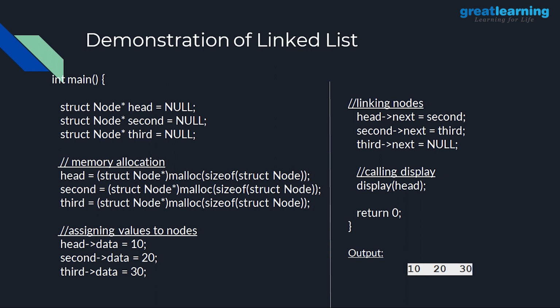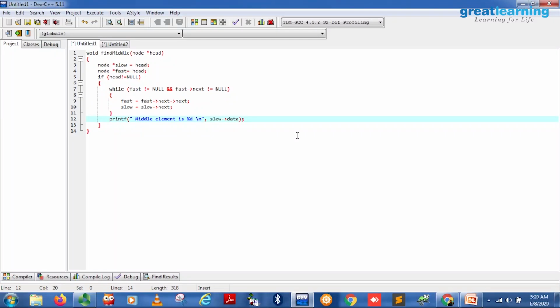Okay, now comes the time wherein I give you a bonus question. The question is, we have to find the middle element in a linked list. For example, you have a list of 1 2 3 4 5, you have to find the middle element.